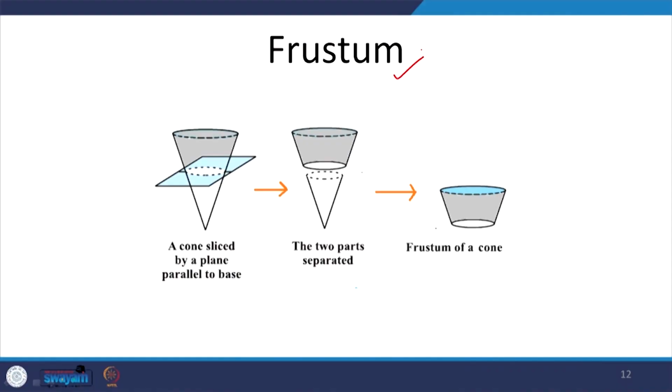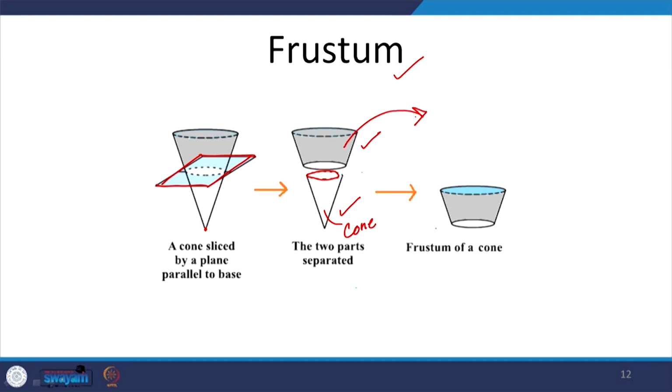Now, the frustum could also be of a solid of revolution or of a polyhedra. But what is a frustum? When we have a cone or a pyramid sliced by a plane. So, this is the section plane. So, when it cuts, what happens? We get two parts of the original cone. The top part still remains a cone, but of a different height, of different dimension.